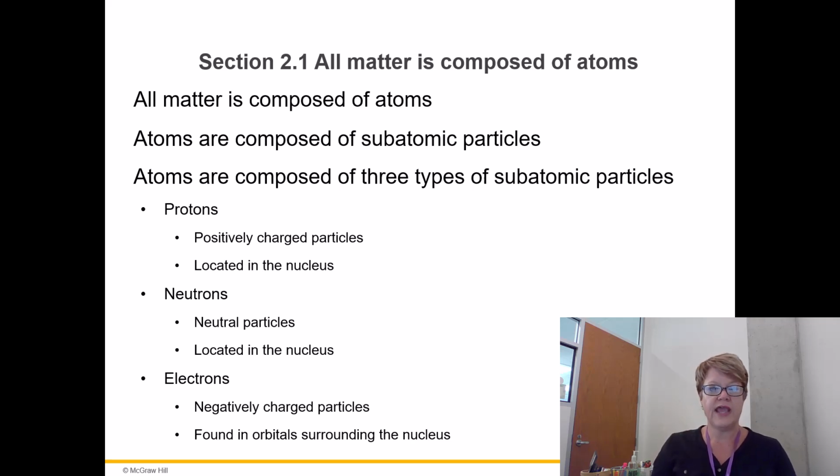One other thing I would add is that protons have a mass, a weight of 1 Dalton each. Neutrons have a mass of 1 Dalton each. And electrons are considered to have a negligible mass. Negligible means small. There is a mass, but it's so small that we tend to not count it in the overall mass of an atom.